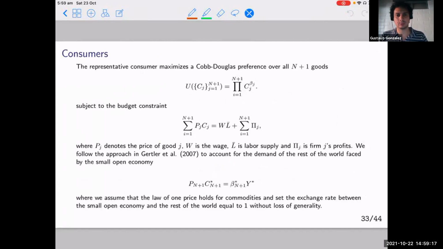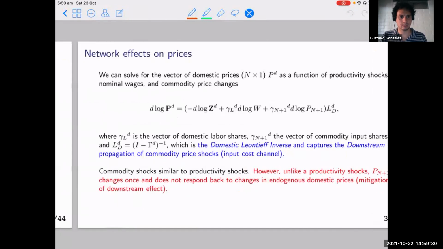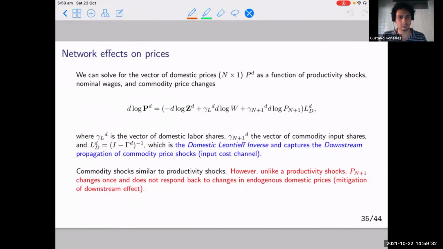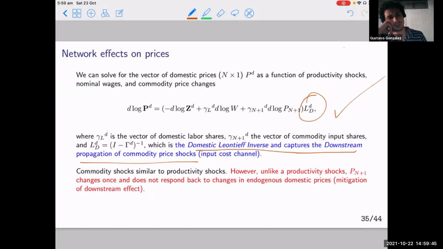Consumers are going to be very simple. There's going to be domestic demand for all goods, but also there is international demand. And we're going to assume that the international demand is mostly what drives the price of commodities, consistent with the evidence that we have. So what are the network propagation effects? This is the cost channel, the price channel that we do find evidence for. The price channel is mostly driven by the domestic Leontief inverse, which captures the downstream propagation. This is right here, and that's consistent with the evidence on prices. Okay, we don't see much of an effect on quantities, as I said, but we're going to discuss that later.